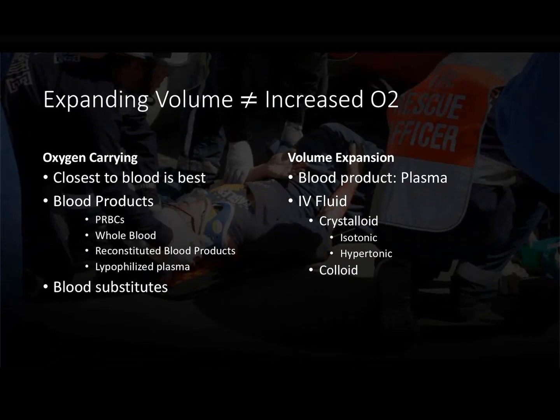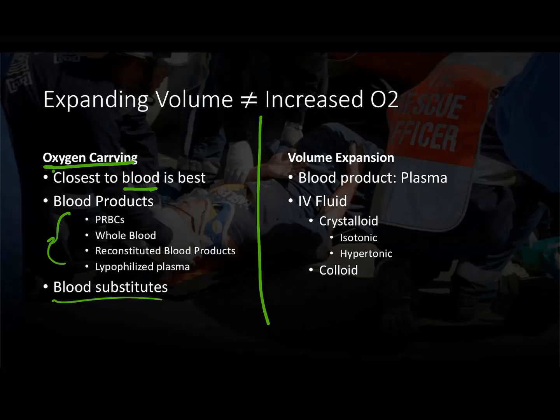Now remember that in expanding patients' volume, it doesn't actually really mean that the patient is increasing their oxygen carrying capability. So if we want oxygen carrying capability to increase in our volume, then we need something that's very close to blood. And so that could be either actual blood products or some limited blood substitutes. Blood products can include things like packed red blood cells, whole blood, reconstituted blood products, and lyophilized plasma.